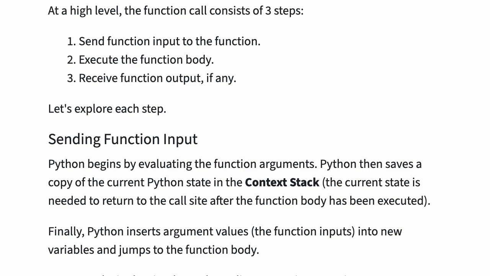At a high level, the function call consists of 3 steps. 1. Send function input to the function. 2. Execute the function body. And 3. Receive function output, if any. Let's explore each step. Python begins by evaluating the function arguments. Python then saves a copy of the current Python state in the context stack. The current state is needed to return to the call site after the function body has been executed. Finally, Python inserts argument values, the function inputs, into new variables and jumps to the function body.